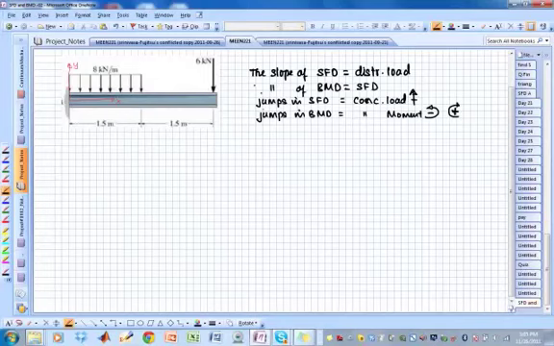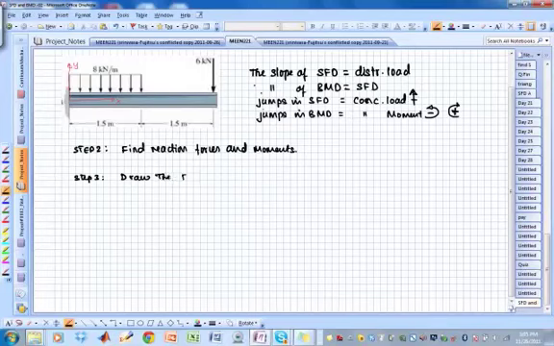So what we are going to do is, first step, we draw the axis as usual. Second step, find reaction forces and moments. Then step 3, draw the load picture, draw the full FBD with all forces shown. And that's going to look like this.